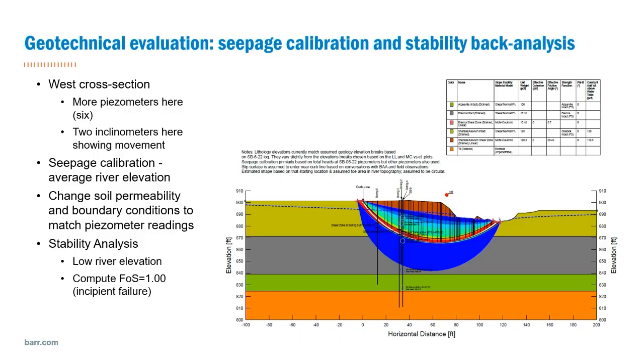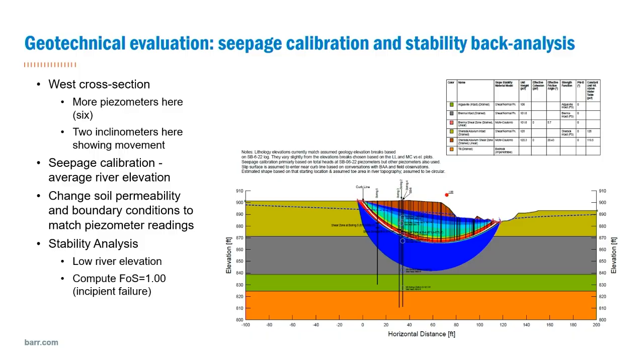So we installed some piezometers in the cross-section so we could get a little bit better understanding of what the pore pressures were within the landslide, and 2 inclinometers here so that we can understand about where the base of the landslide was shearing. We did a seepage calibration to the average Cheyenne River elevation, and then we changed the permeability of the soil and the boundary conditions to match the piezometer readings on the site.